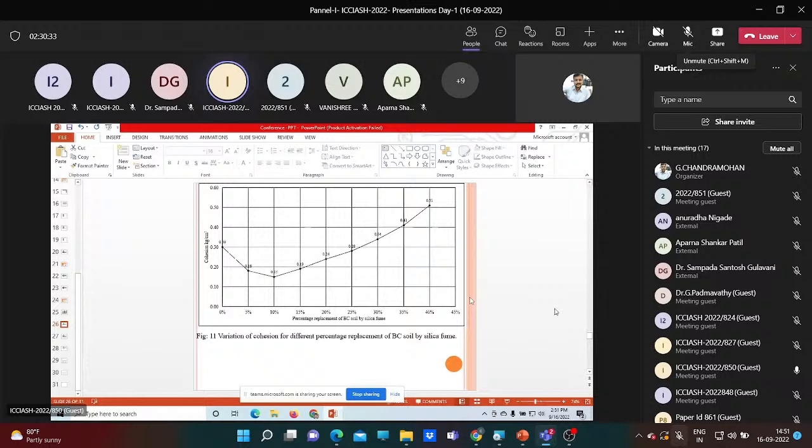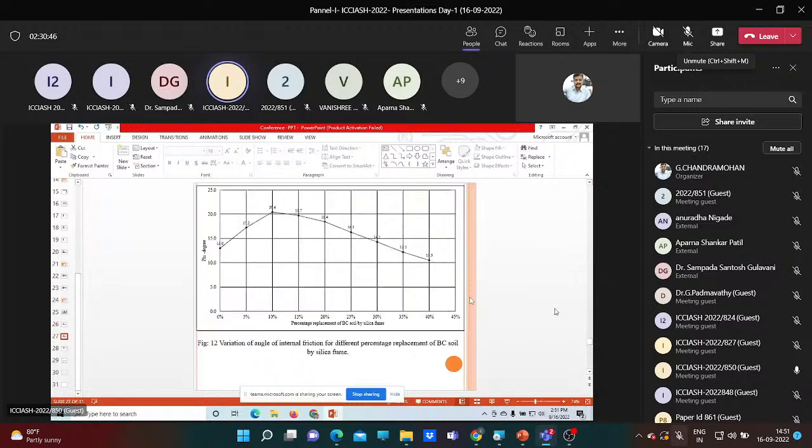In the case of cohesion, the value showed its least at 10%, and with further increase the value of cohesion goes on increasing. Whereas the angle of internal friction goes on increasing up to 10%, and the peak value of the angle of internal friction was obtained at 10% replacement of the silica fume.